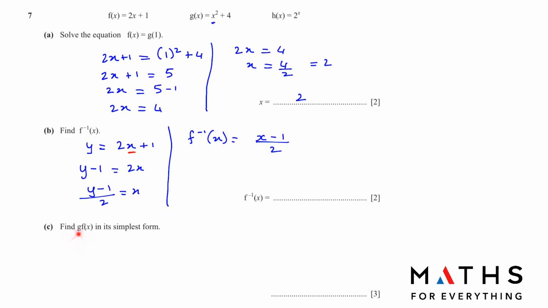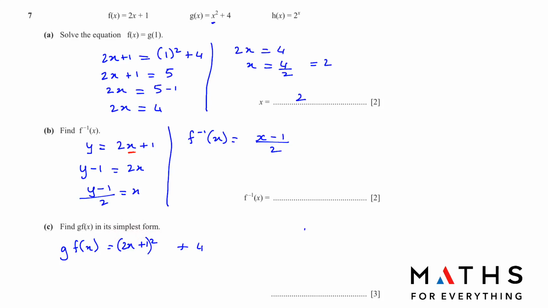In C, we have to find gf of x. When no number is given and you have to find gf of x, we go from the outside inwards. What is g? It is x squared plus 4. Now in place of x, substitute f of x. And you have to expand it and simplify it because they said they want it in the simplest form.